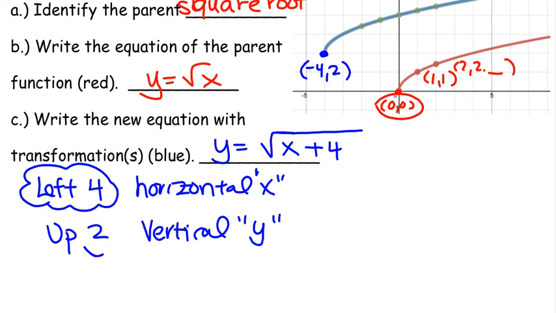All right, the next one is up 2. Up 2 is a vertical axis, a y-axis. That was outside. So outside the function is outside the square root. Since it's up 2, we're going to go ahead and add 2 to it. So that's how you can create the equations after you've been given the graphs.